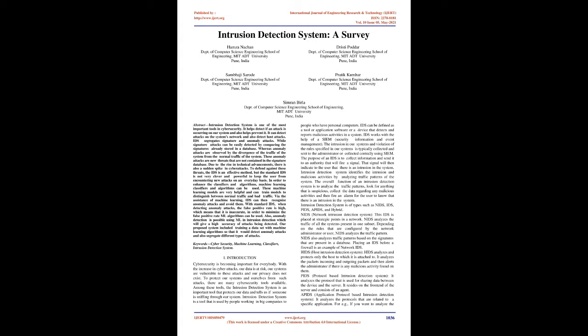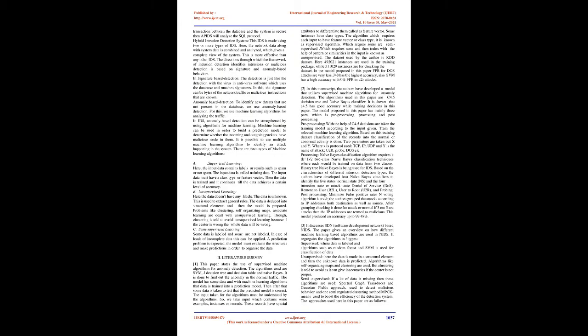In signature-based detection, the detection is just like the detection of viruses in antivirus software, which uses a database and matches signatures. In this, the signature can be bytes of the network traffic or malicious instructions that are known. Anomaly-based detection: to identify new threats that are not present in the database, we use anomaly-based detection. For this, we use machine learning algorithms for analyzing the traffic.